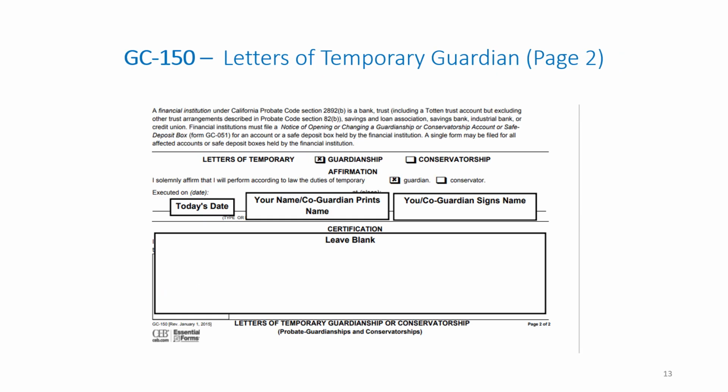Read through the top of page 2. Then in the middle of the page, each proposed guardian will date, print, and sign their names. Also fill in the city and state where you sign this form.